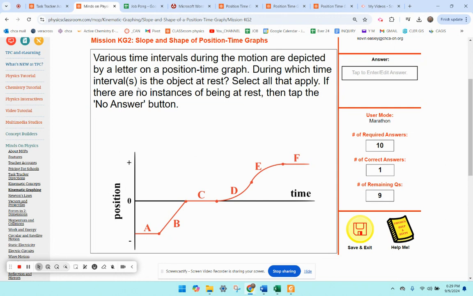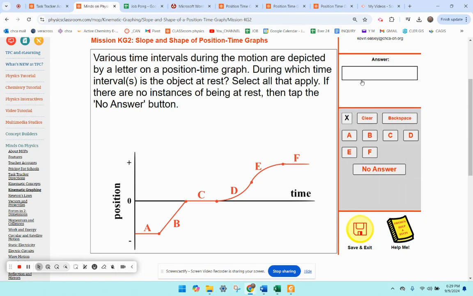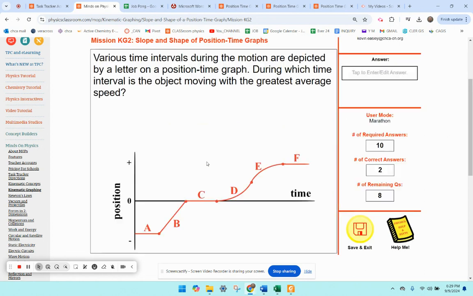During which time interval is the object at rest? Rest should be fairly easy on a position time graph. We're looking for those horizontal lines where the position isn't changing while time is. So we have A, C, F. Doing these pretty quickly, so I'm hoping I don't mess it up.